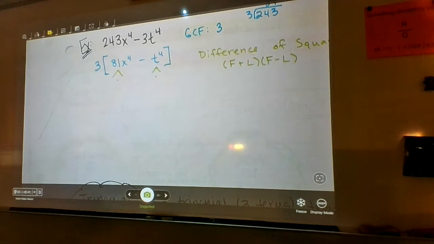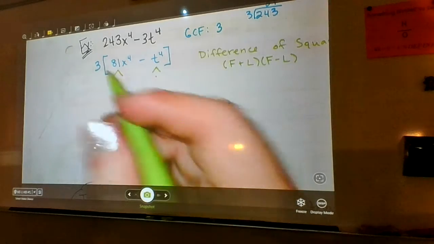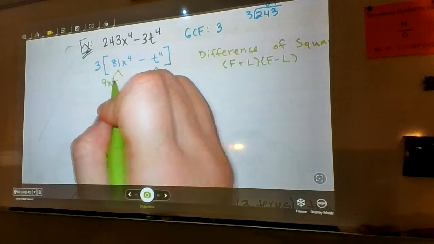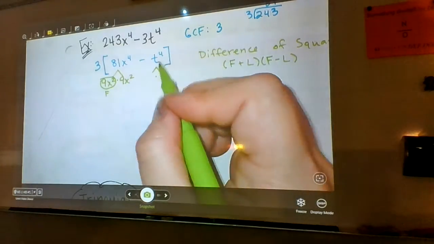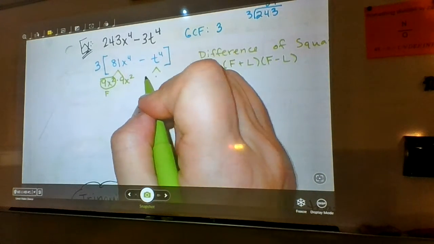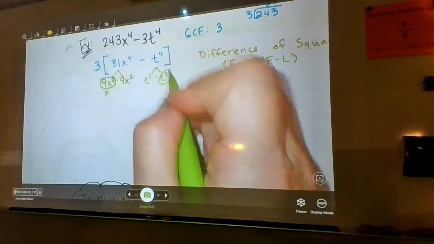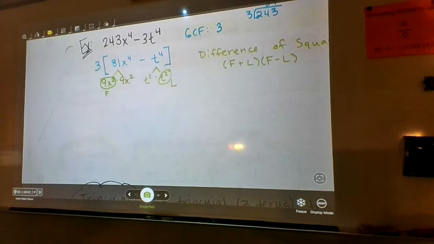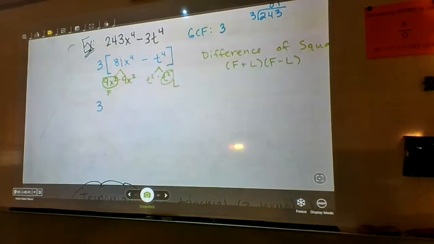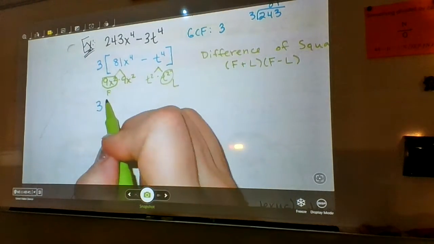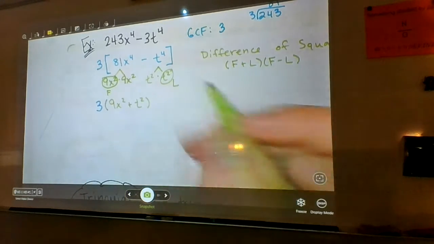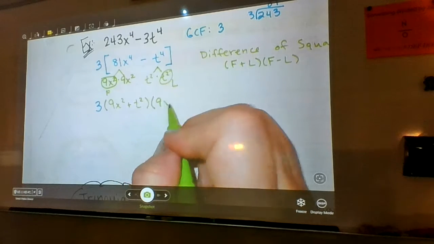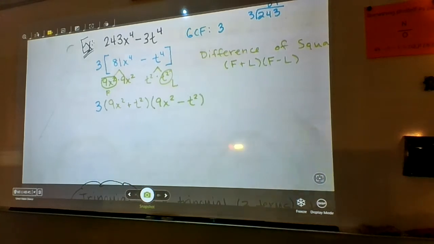So on that first term, 81x to the fourth, what times itself would give me that? 9x squared. So that's what's going in for F. And then what times itself would give me t to the fourth? T squared. Perfect. So that's what's going in for L. So when I factor this, I'm going to remember to keep my 3 out front. And then one parenthesis will be 9x squared plus t squared. The other parenthesis will be 9x squared minus t squared.